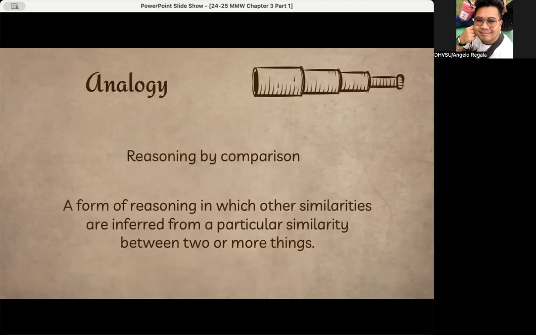Okay, so you're making reasons by comparison. So when we talk about analogy, it's a form of reasoning in which other similarities are inferred from a particular similarity between two things. Okay, it means na meron kang nakitang pattern dun sa isa. So, nung dumating yung other example, in-apply mo yung pattern na yon para masagot yung next question. Okay, so meron kang pinagkumparahan. Okay, example.